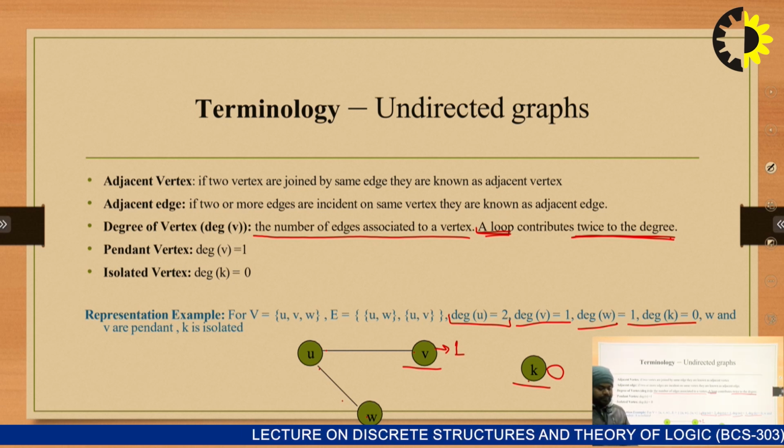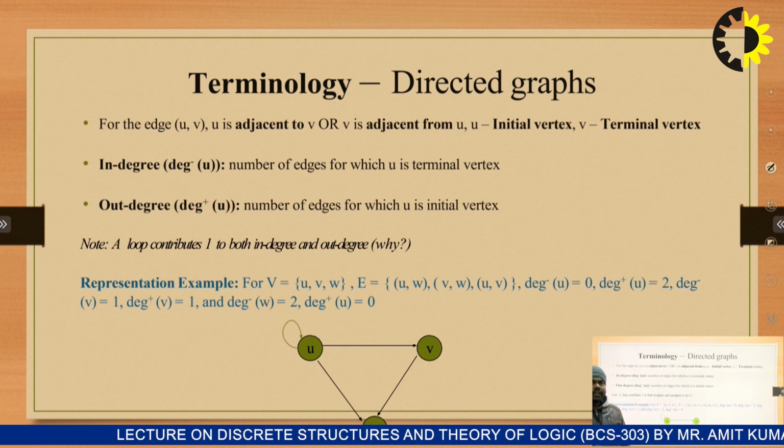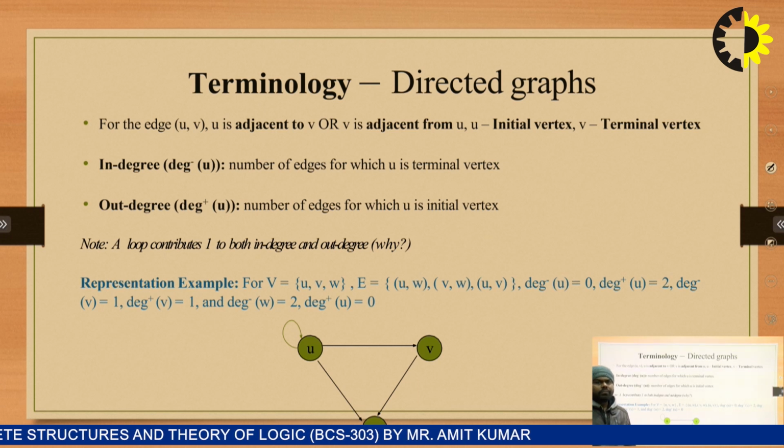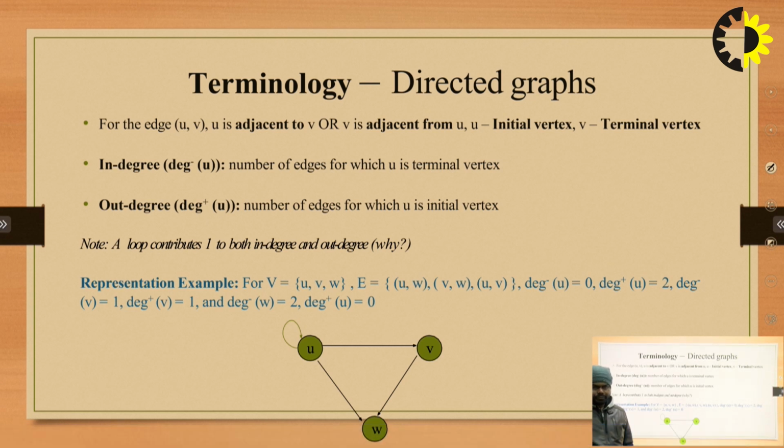Next, for the directed graph, for the edge UV, V is adjacent from U, meaning U is the initial vertex and V is the terminal vertex. In degree is the number of edges for which U is the terminal vertex, and out degree is the number of edges for which U is the initial vertex. In simple words, in degree means how many edges are coming to that vertex, and out degree means how many edges are going from that vertex.